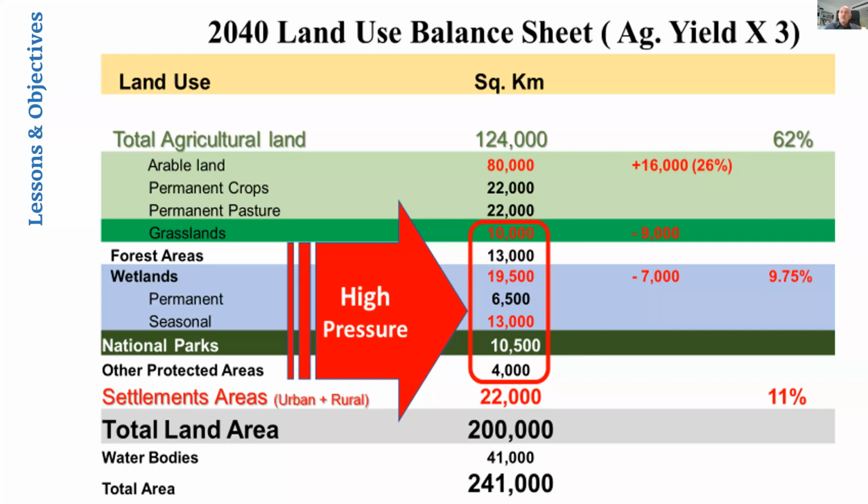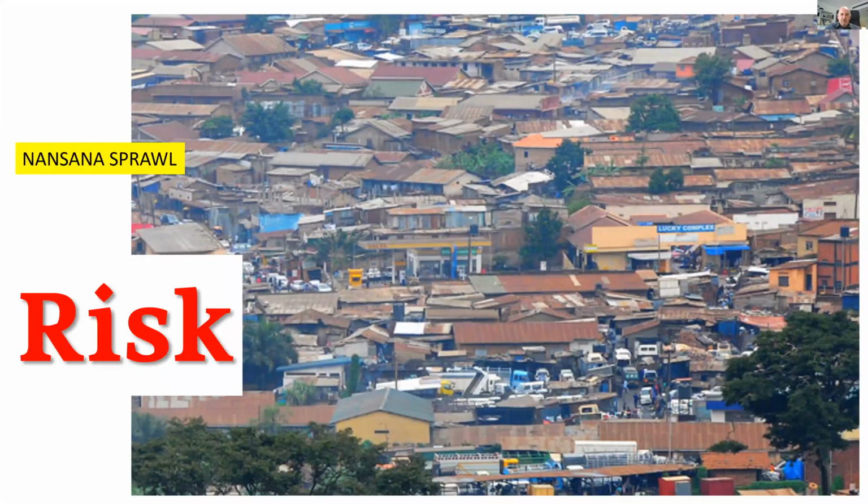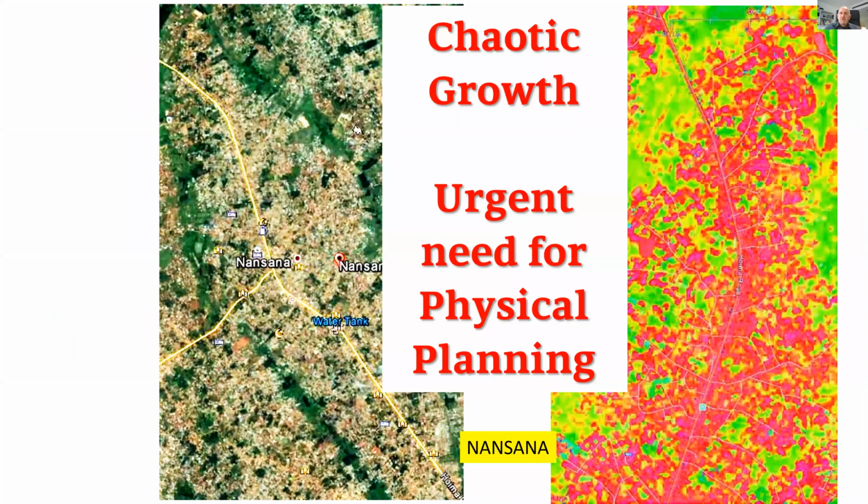Now, if these are the main constraints of the whole plan, the risk in the current situation and in the near future, and maybe even more, is the risk of sprawl. Risk of sprawl is, I would say, the main problem of the country, because if you look around yourself, you see that people build wherever they want. And you see, for instance, here the Nansana sprawl. You can see here from a map the chaotic growth in Nansana, in the north of Kampala. And there is an urgent need for physical planning.